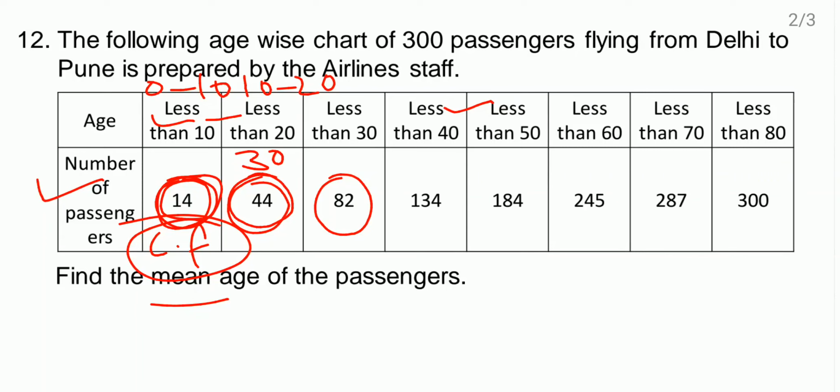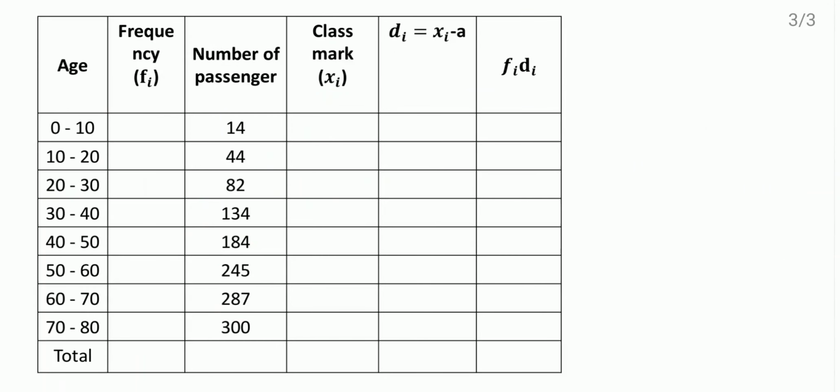Okay, so let us see the table here. The age, I have written the class intervals in the proper order. The frequency column, I have left as it is. The number of passengers, that means they have given us this one as CF. And as they asked us the mean, we'll find out the mean by using the assumed mean method. So let us first find out the frequency. This 14 will be as it is.